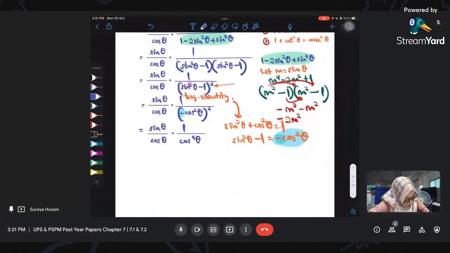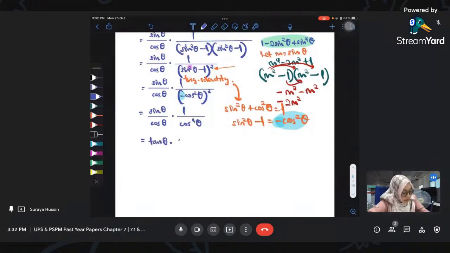And so sine of a cos is tangent times it with secant to the power 4 theta, which equals our right hand side. Ta-da! That's it. That's our answer.